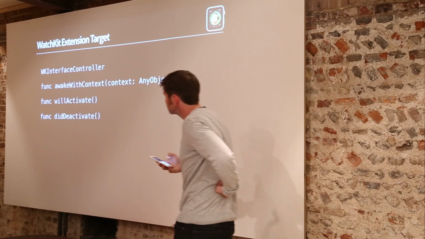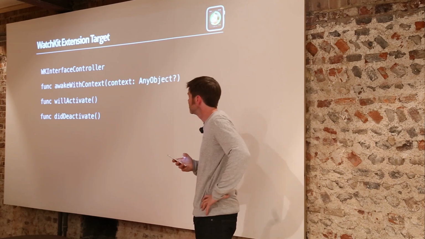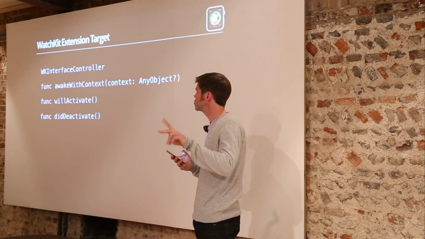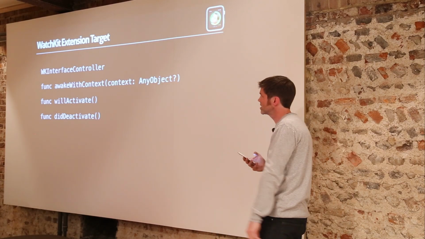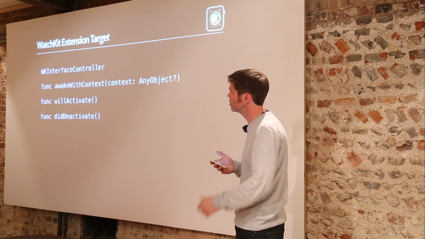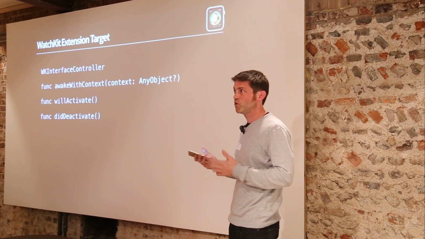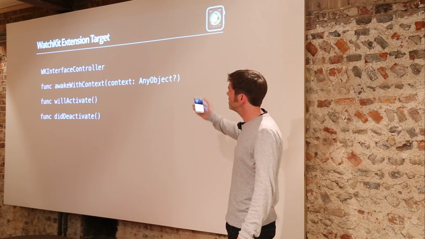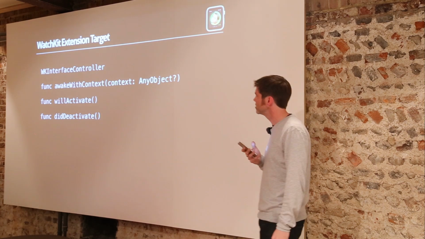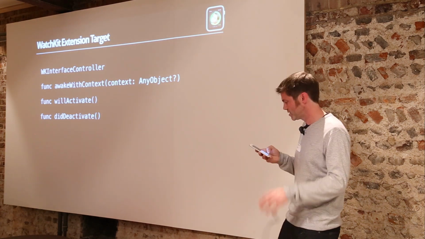A little bit of code. So the WatchKit extension target, remember I mentioned two targets. One resides on the phone, and that's the WatchKit extension, which is the brains behind the operation. The equivalent to View Controller in iOS is WKInterfaceController, and these are probably your three most important methods that you can override.